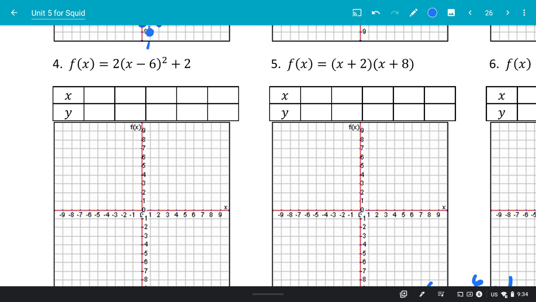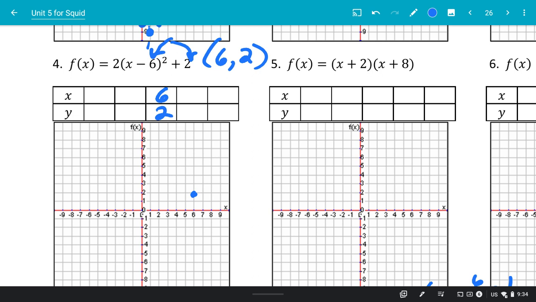I can find my vertex really easily, opposite of what's inside and on the outside. So I got 6, 2. I just said it 3 times and I did 3 different things.